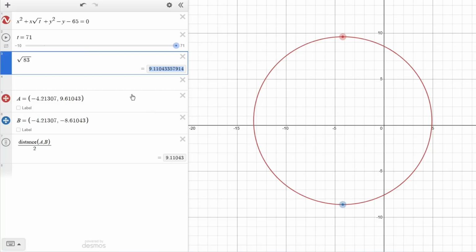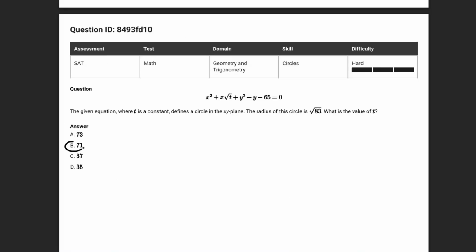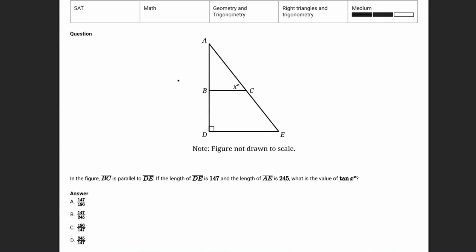And then that's the exact same as square root 83. So yeah, we were right. The answer is just B, 71. You could test the other ones too, but they just wouldn't work. And this is the easiest way to solve this question. So let's look at the next question.